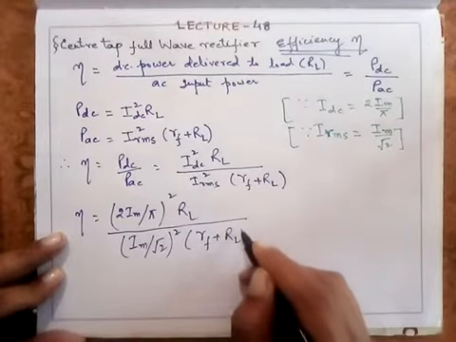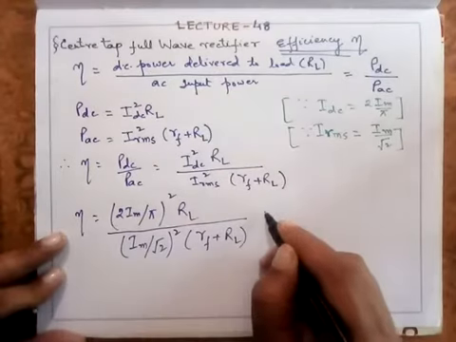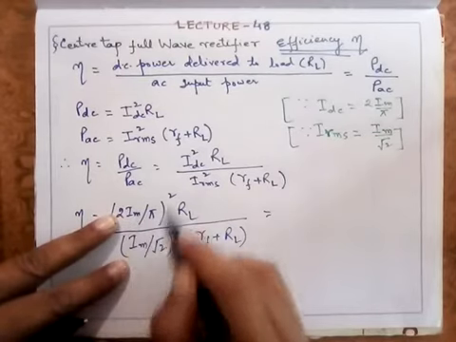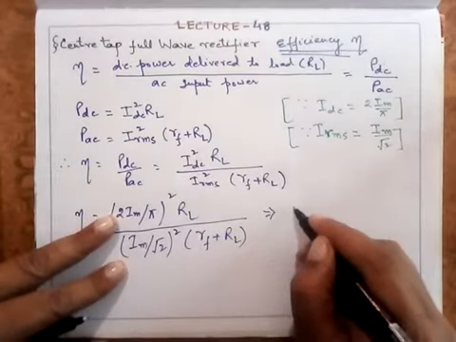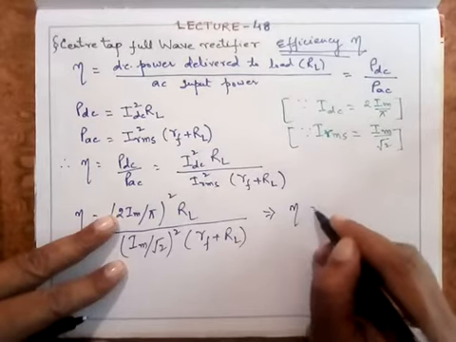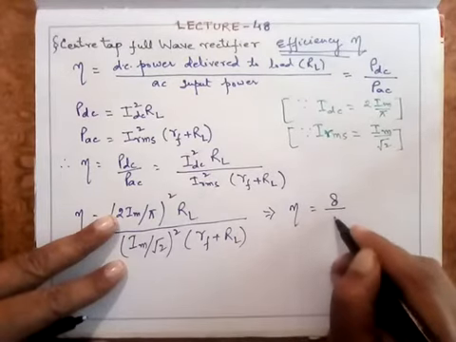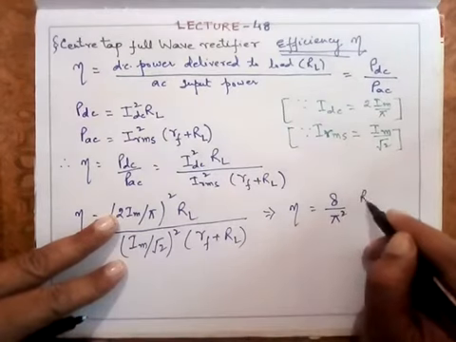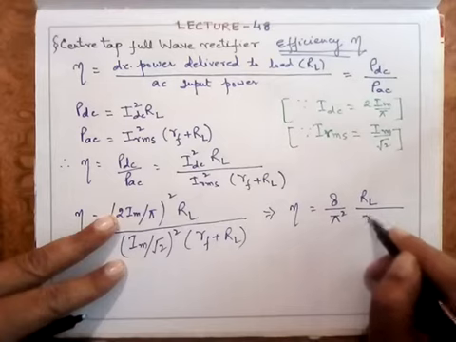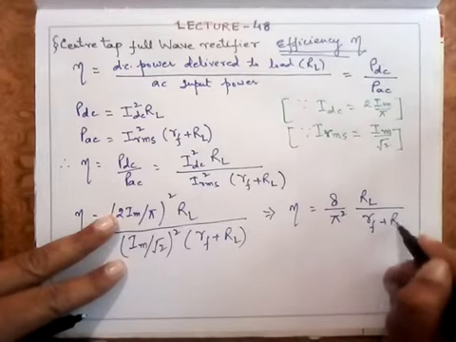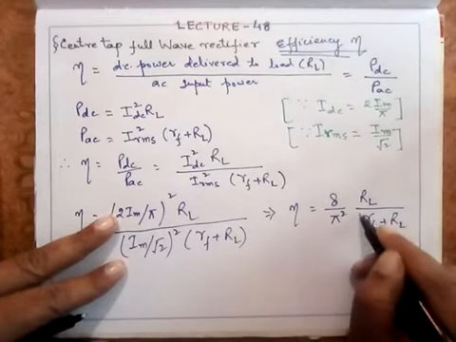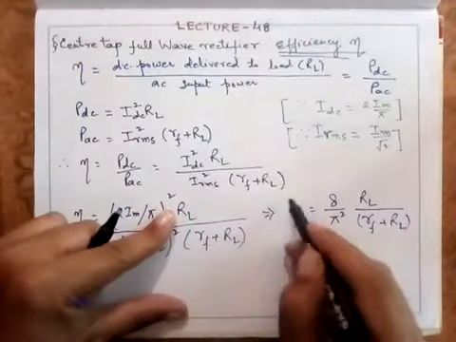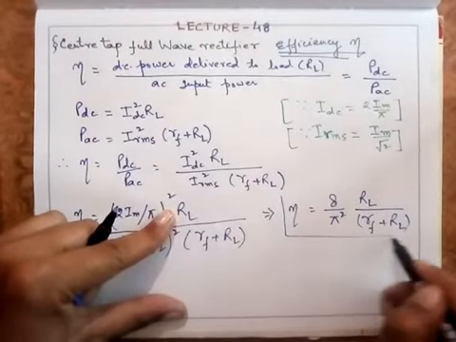I hope that this simple mathematics is clear to you. Now, this Im square will cancel. 2 to the 4 to the 8. So it will be 8 upon pi square. This implies that the value of eta will be equal to 8 upon pi square into RL upon Rf plus RL. This is in general the formula for the efficiency of a center tap full wave rectifier.